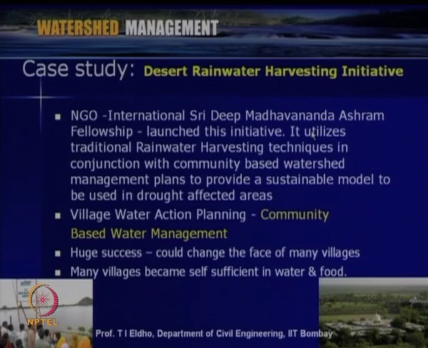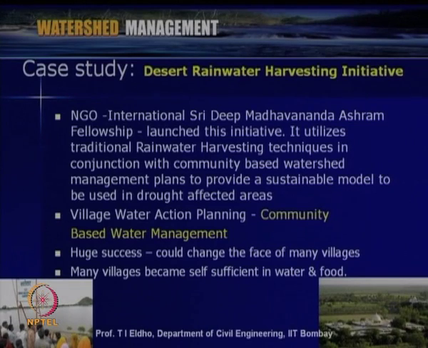This NGO utilizes the traditional rainwater harvesting techniques in the area in conjunction with community based watershed management plans to provide a sustainable model to be used in drought affected areas. So through the village water action planning committee, a community based water management system is generated. After implementing this project, the Desert Rainwater Harvesting Initiative, by considering many of the rainwater harvesting techniques we discussed today, it is observed that in many villages there is sufficient water available and many villages have become self sufficient in water and food.